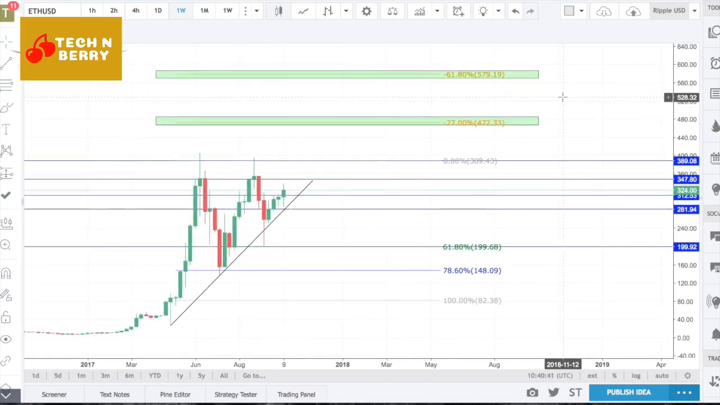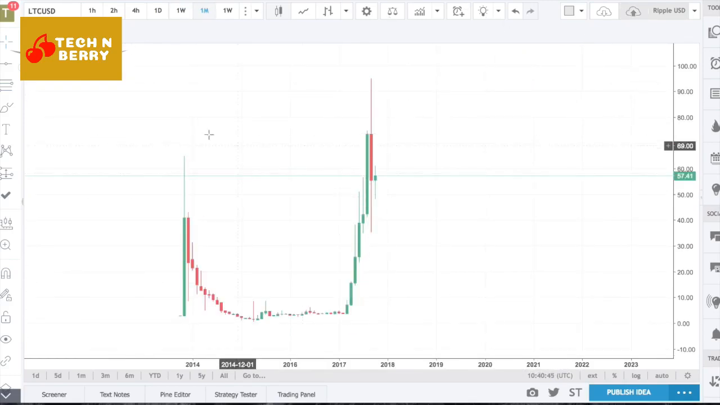So what we'll do now is we'll move to a blank Litecoin chart. We're going to do this analysis from scratch. So first of all, we'll start off from the monthly, as Litecoin actually has plenty of data to analyze at least one level from the monthly chart.